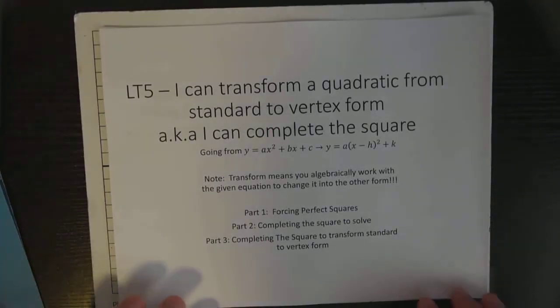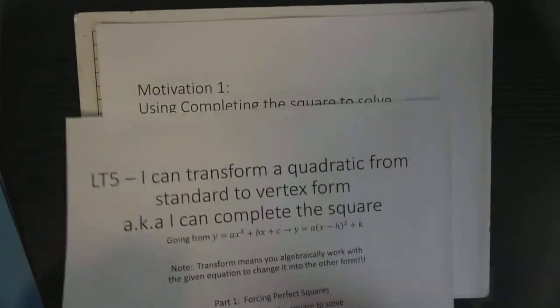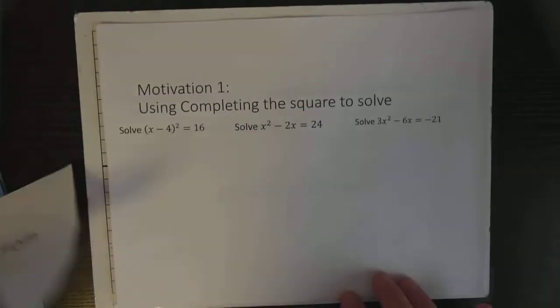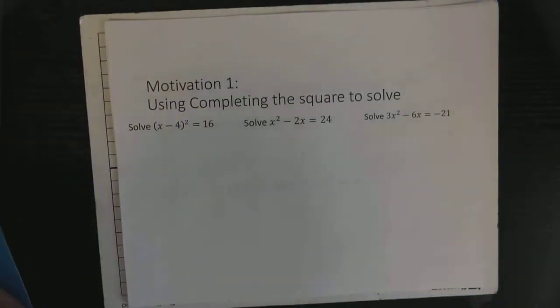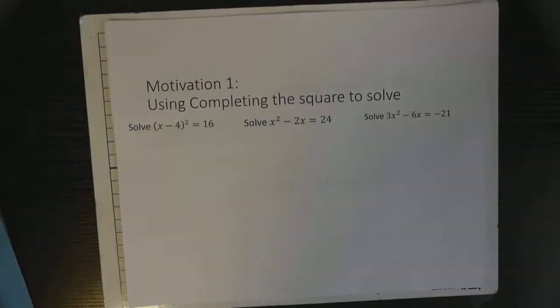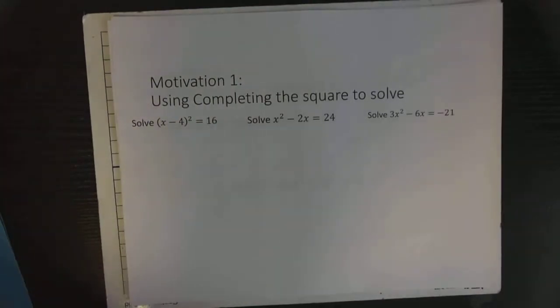This is part 2 of Learning Target 5, where I can transform my quadratic from standard to vertex form. And here we're going to use completing the square to solve. So this is the first motivation and why we want to complete the square. It is a helpful way to solve a quadratic. So I'm going to look at 3 examples of why we want to complete the square.